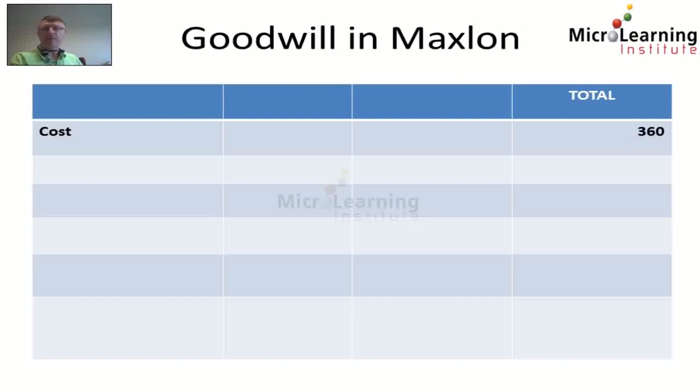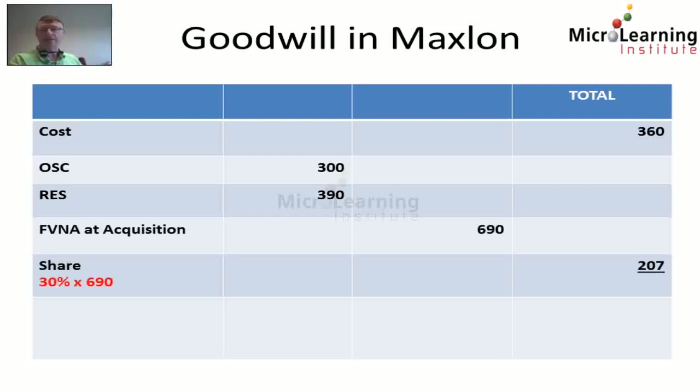Okay, so again, Maxlon cost us 360. Again, the ordinary share capital and the reserves of Maxlon at acquisition were 300 and 390 respectively, meaning that the fair value of net assets of Maxlon at acquisition was 690. Now we, the group, acquired a 30% share, so therefore we have an associate relationship of this fair value net assets, whose value was 207. So consequently, the goodwill at acquisition of Maxlon was 153.